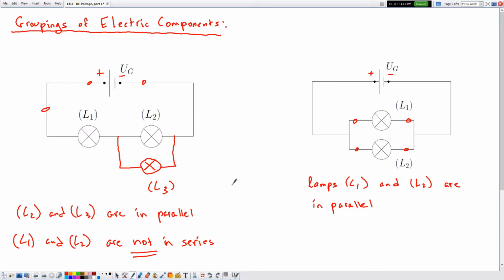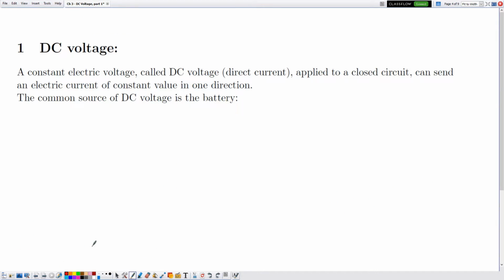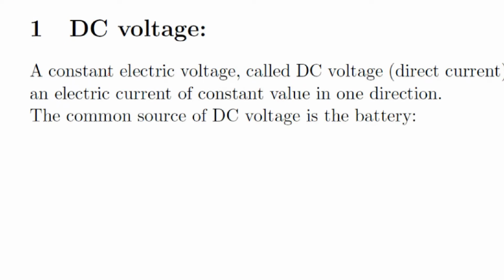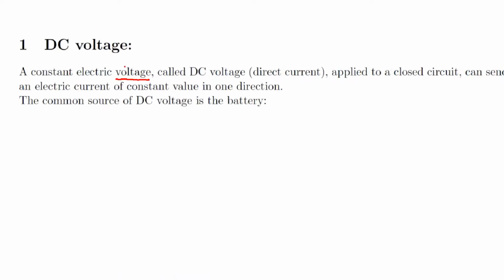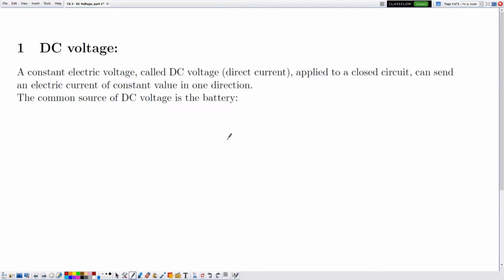Then now we are ready to discuss the properties across different electric components. Let's start with the DC voltage. Section 1, DC voltage. A constant electric voltage. Here the voltage is denoted by U. Let's consider a battery. So this is the symbol of a battery.